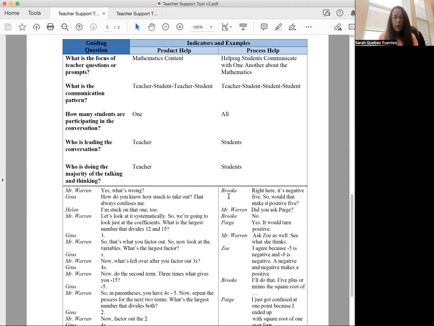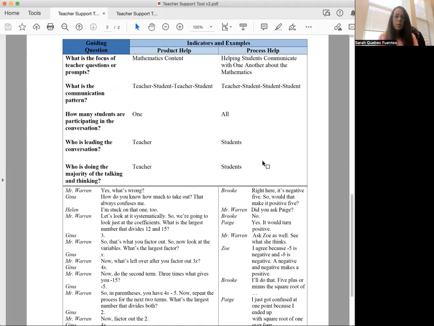The dialogue on the right is an example of process help. Here, Mr. Warren uses questions and prompts that encourage student-to-student talk about the mathematics. Asking Brooke if she asked Paige, and prompting her to ask Zoe as well. These questions and prompts trigger a teacher-student-student-student interaction pattern. All of the students in the group are leading the conversation and sharing their thinking about the problem.